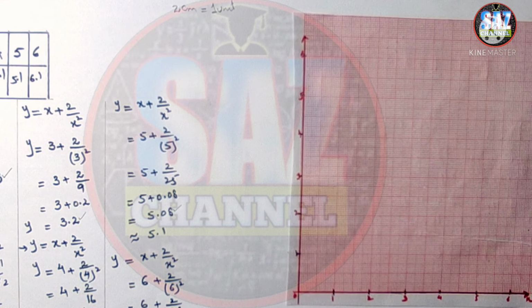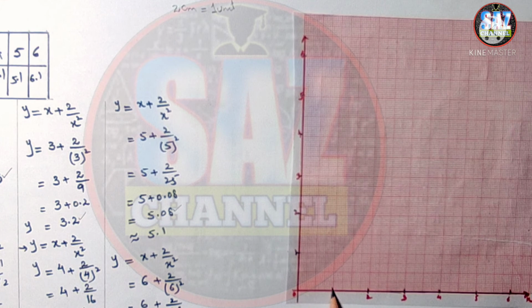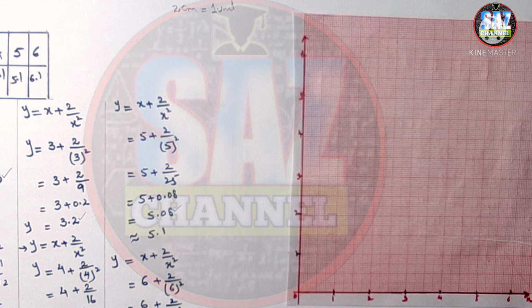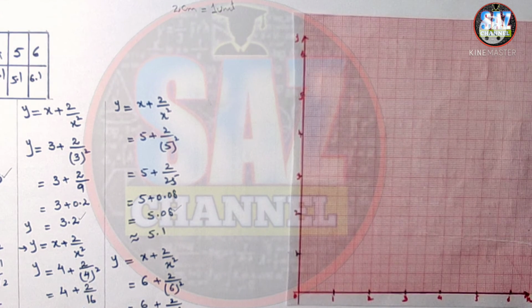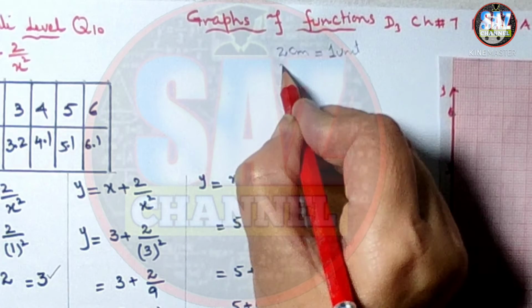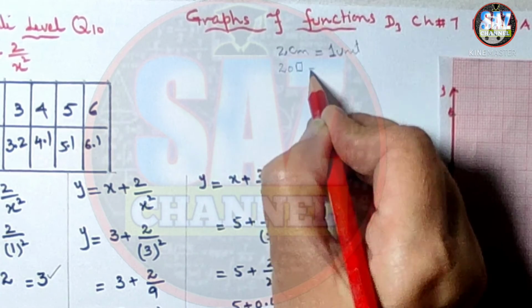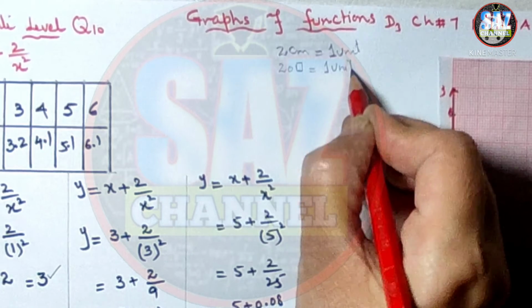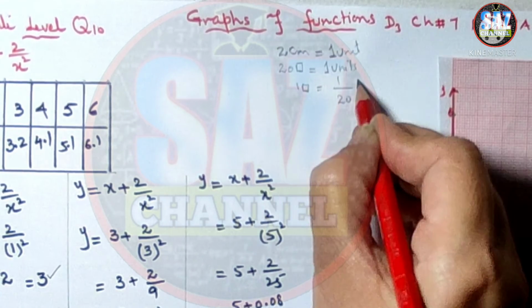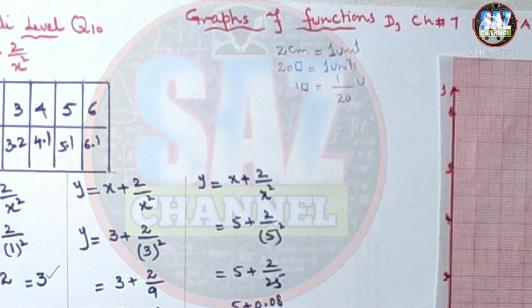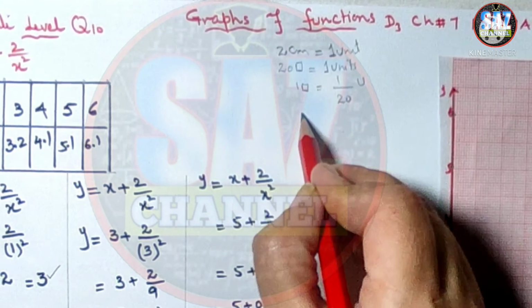Now let's move to the drawing of the graph and plotting of the points. Let's first understand the scale. If we look at both axes, the scale for both axes is that 2 centimeter equals 1 unit for the x-axis and y-axis. So 2 centimeter means how many small blocks? It means that 20 small blocks are equal to 1 unit, and 1 small block will be equal to 1 over 20 units, and 1 divided by 20 gives me 0.05.